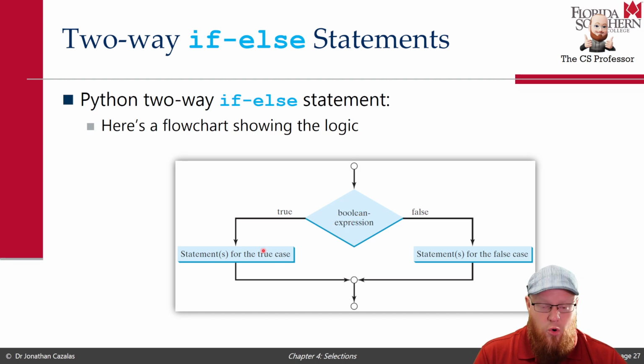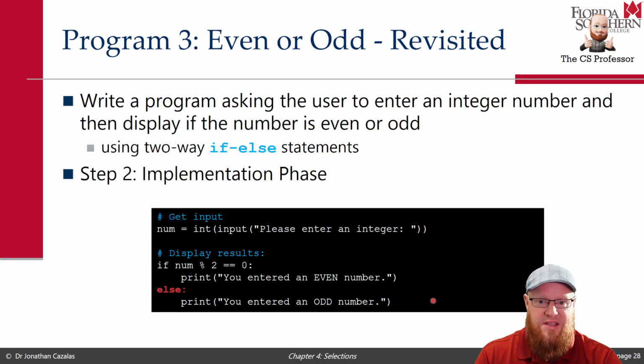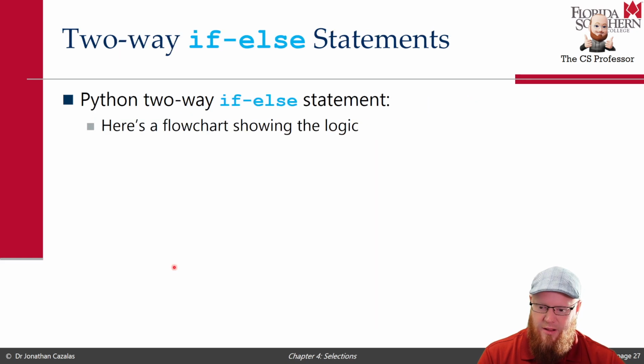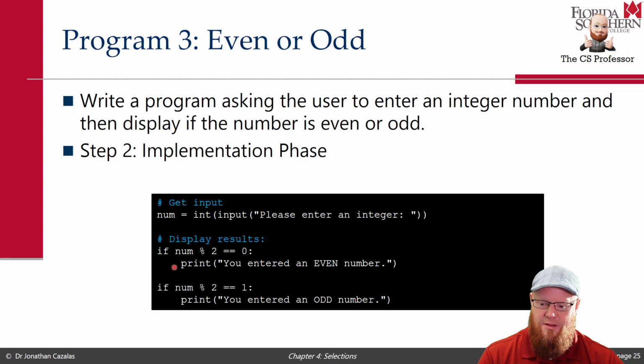If it's true, we perform this set of statements. If it's false, we perform this set of statements. And so now if we revisit that exact same program, instead of putting two independent if statements, previously we had two independent if statements. We were checking the truth of this Boolean expression and then printing something conditionally based off of that truth. And then we had another independent if statement where we checked the truth of this Boolean expression and printed based off of its truth.